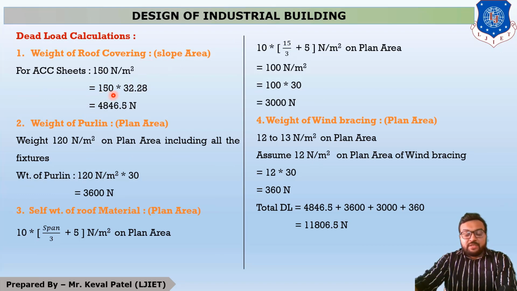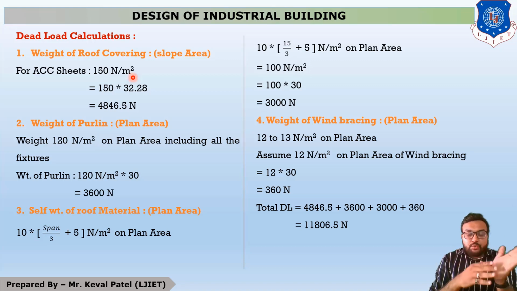Okay, so 150 is in newton per meter square, but if we have to find out load, load means force, so what is the unit of load? It is newton. So we have to convert newton per meter square to newton by multiplying by some area, and that area is half slope area or half plan area, which we discussed in the last lecture. Whenever we calculate the self-weight of roofing material, we have to consider half slope area, and for the other three loads, which are the self-weight of purlin, roof truss and wind bracing, we have to consider half plan area. So it is 150 into 32.28, so we will get our answer 4846.5 newton.